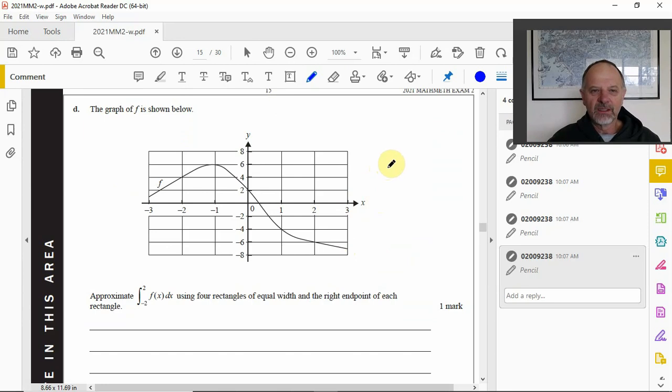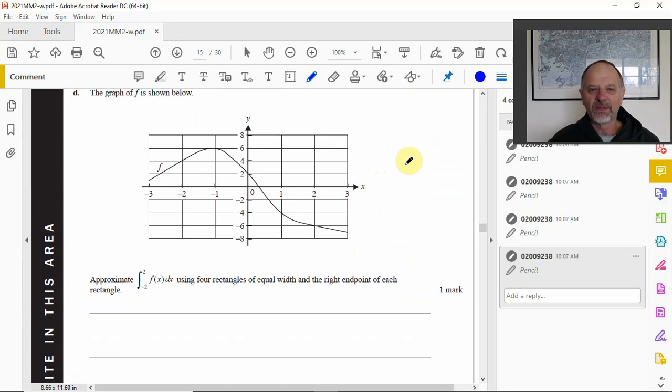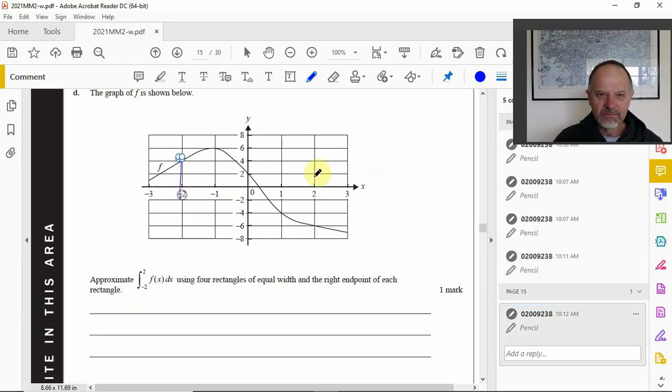Approximate the integral from -2 to 2 of f(x) using 4 rectangles of equal width, using the right end point of each. All right, so we are going from there to there, and we want the right end point. So what that means is that the rectangles we draw use the right hand end. Now I want 4, so between -2 and 2, they need to be a width of 1.